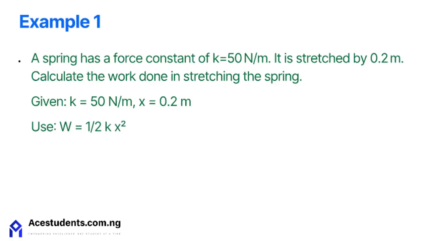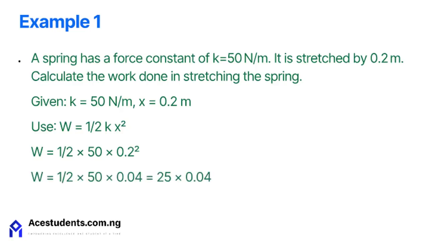We use the formula for work done, half kx squared. Substituting into the formula, half times 50 times 0.2 squared. 0.2 squared gives 0.04. Then, half of 50 is 25. So we calculate 25 times 0.04. That gives a final answer of 1.0 joules.